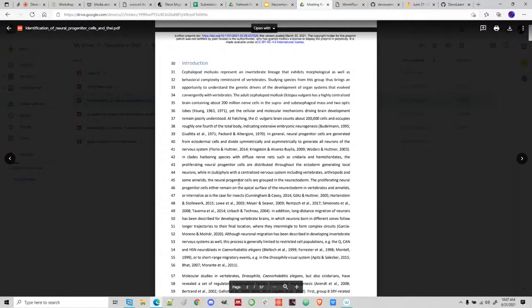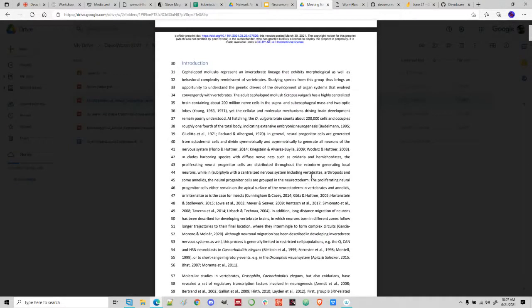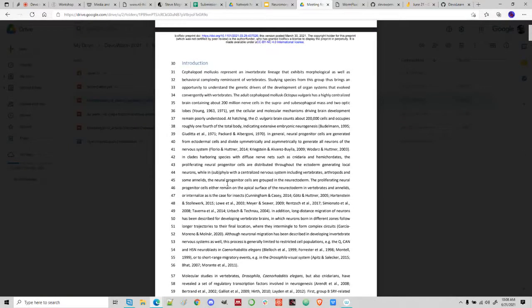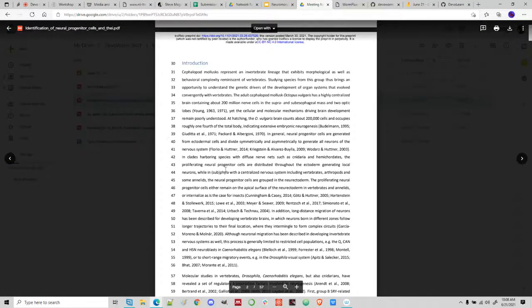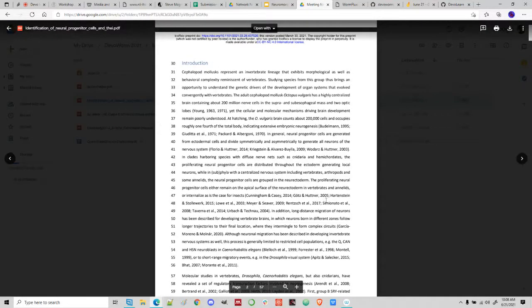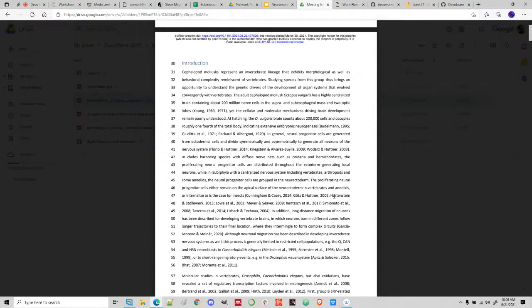Some phyla have a centralized nervous system, including vertebrates, arthropods, and some annelids. The neural progenitor cells are grouped in the neuroectoderm. So there's a difference in terms of the developmental trajectory of these nervous systems and where these cells emerge in development. In some groups of species, their developmental origins are clustered in one location, whereas in these nerve net species, which are the cephalopods, neurons are generated throughout the body in development.